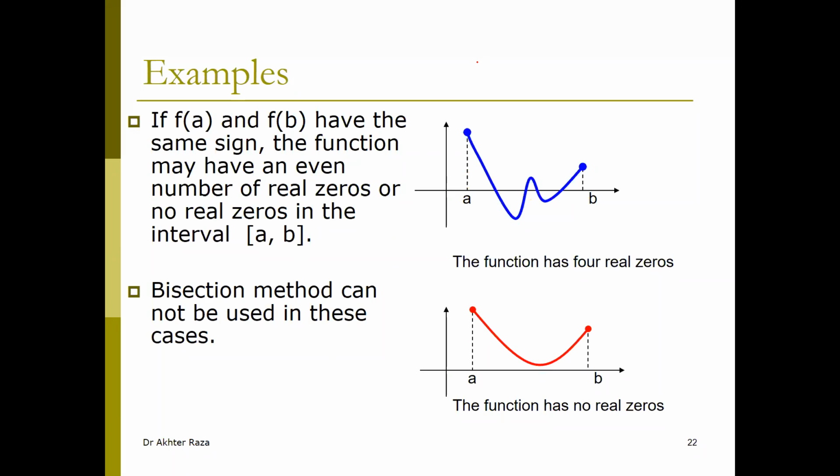Another example of this is, suppose we have a simple parabola, and on the x-axis we have FA here. This is FA. This is FB. The sign is the same because it is positive. This is also positive. The 2 roots exist within the given interval. So we can see that if the signs are the same, then there is a possibility that an even number of roots will occur or no root will occur in the interval.